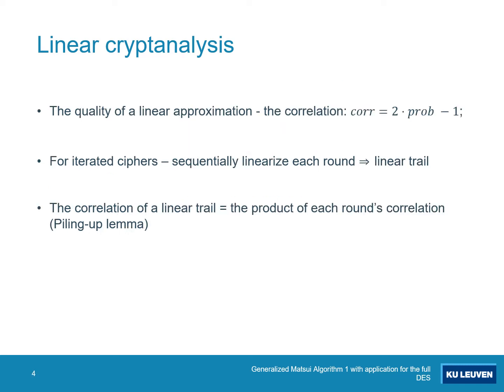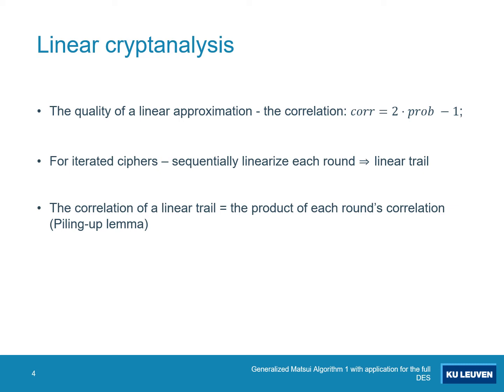The quality of a linear approximation, often measured by its correlation or its bias, is one of the open problems nowadays in linear cryptanalysis. This quantity is directly related to the success probability and the data complexity of an attack based on linear cryptanalysis. In this presentation, we use the correlation to estimate the quality of a linear approximation, where the correlation is computed by multiplying the probability by 2 and subtracting 1.